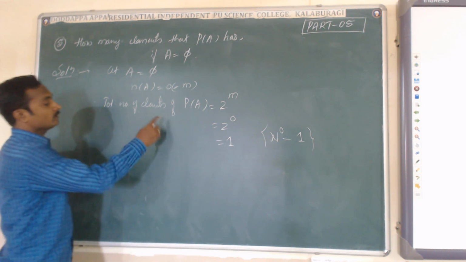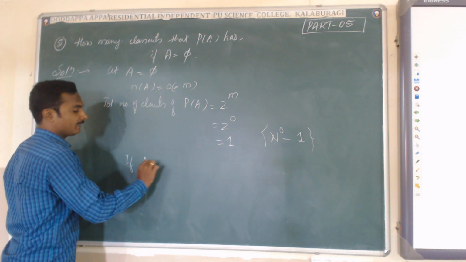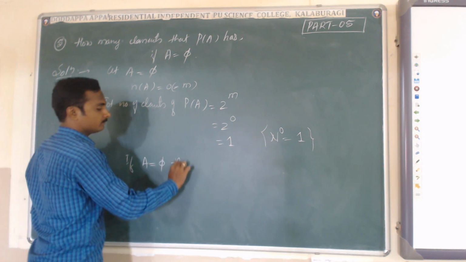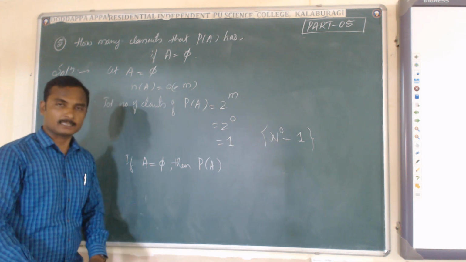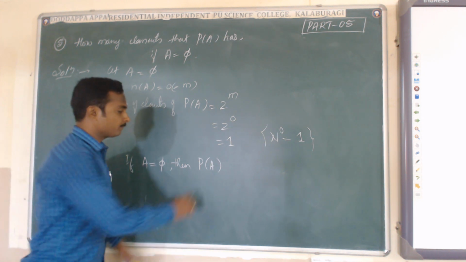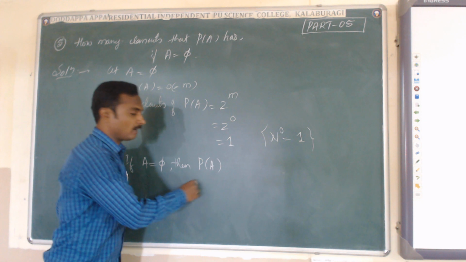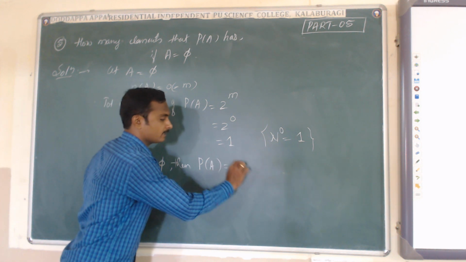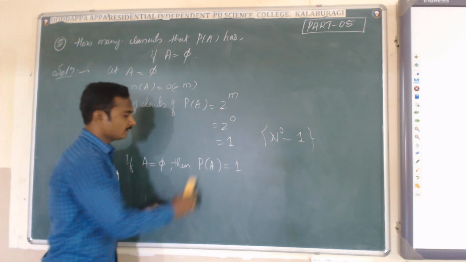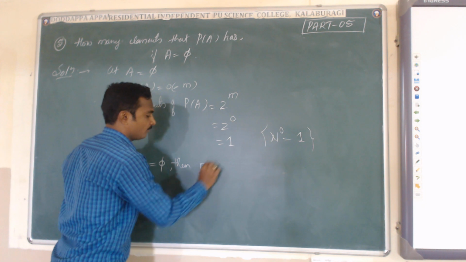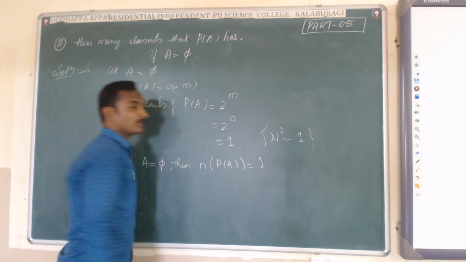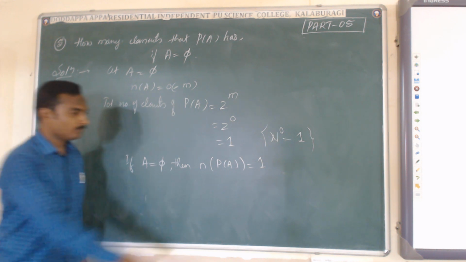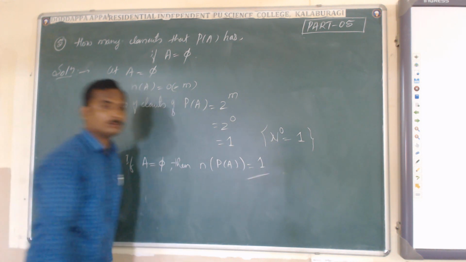It means if A is a null set, then the power set, which is the collection of all the subsets, has a total number of elements P of A equal to 1. I can say like this: n of P of A is 1. Note down this one.